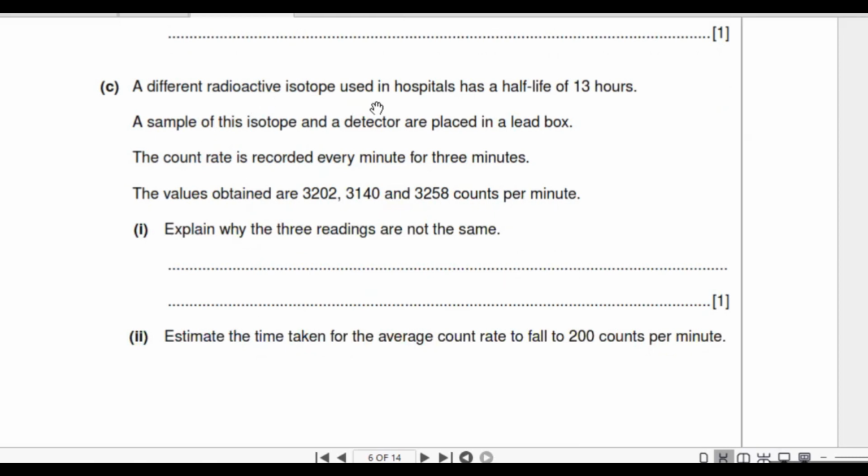A different radioactive isotope used in hospitals has a half-life of 13 hours. A sample of this isotope and a detector are placed in a lead box. The count rate is recorded every minute for 3 minutes. The values obtained are 3203, 3140 and 3258 counts per minute. Explain why the three readings are not the same.